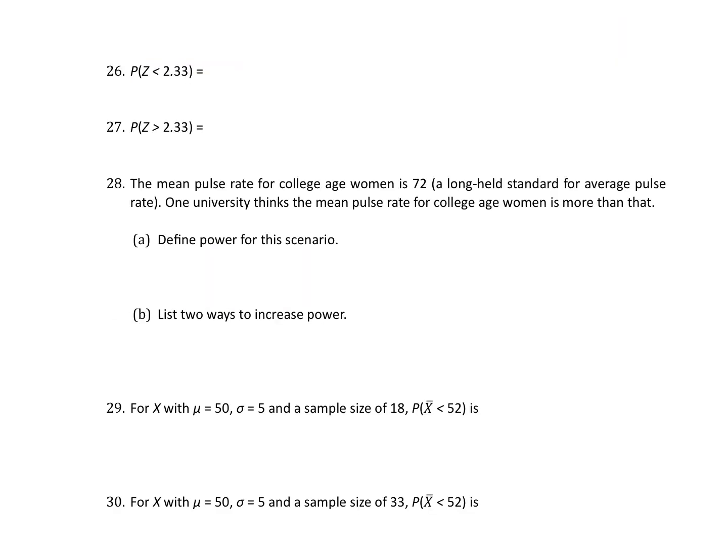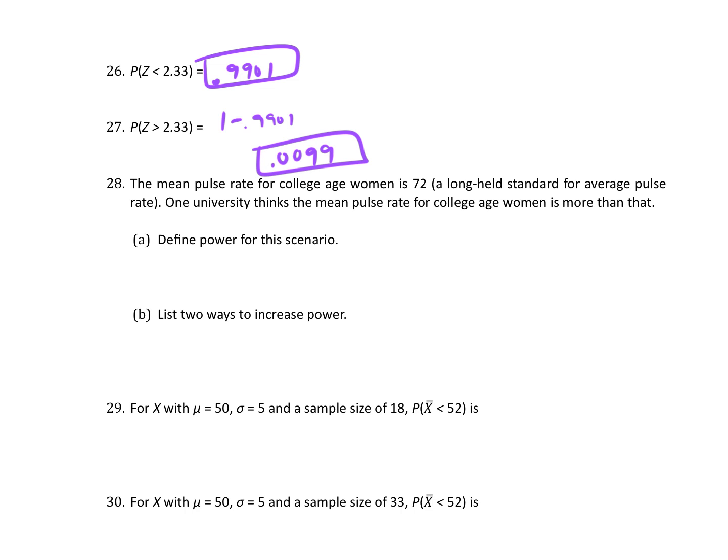All right, find the probability that Z is less than 2.33. Just look at the chart: 0.9901. Find the probability that Z is greater than 2.33. That's 1 minus 0.9901, which is 0.0099. I can't wait to see these problems on the exam.